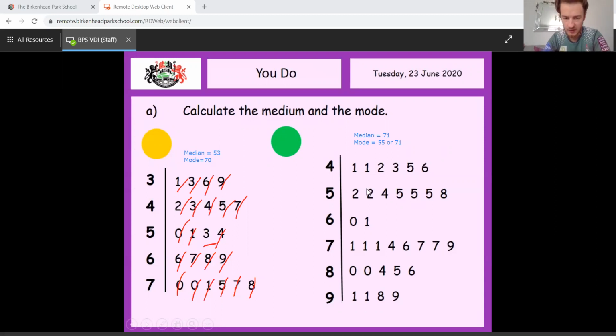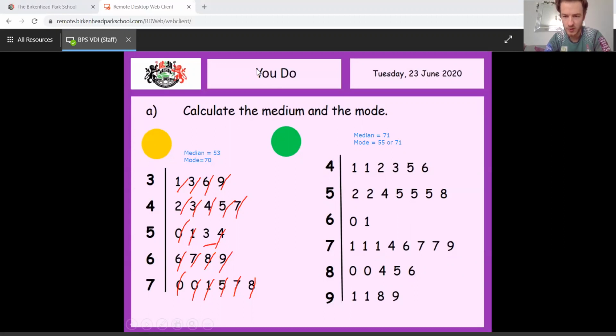On green, I've made it slightly more difficult. I haven't drawn anything on. Median is 71. So I would expect you to work that out yourself by cancelling the others out. So 71. Now the mode is also slightly more difficult. There are 2 numbers that appear 3 times, and that is 55 and 71 again. So you can have either one.